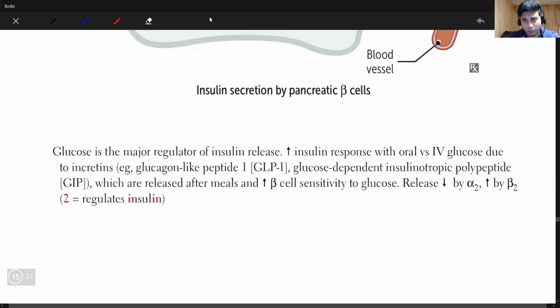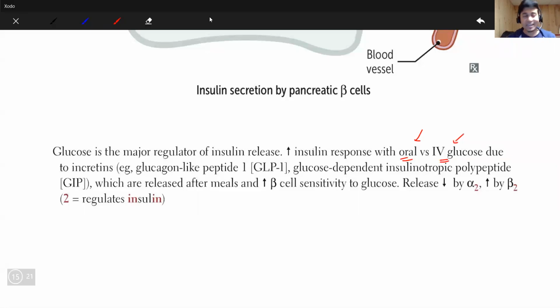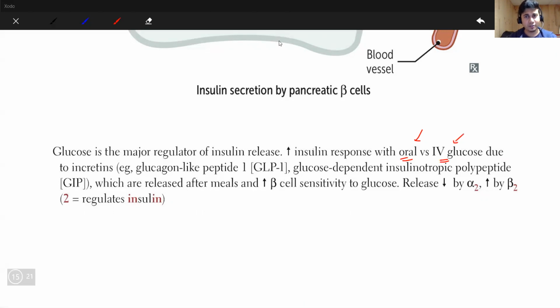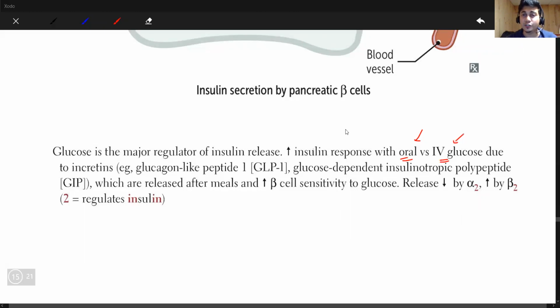Now, one thing you should keep in mind is oral versus IV glucose. If someone asks you what the insulin level in your blood will be if you take oral glucose, meaning you eat some sugar, let's say a donut, in comparison to if someone pushes glucose into your veins through the IV route. They're asking what the change in insulin level will be if the glucose is taken through the mouth or directly pushed into your vein.